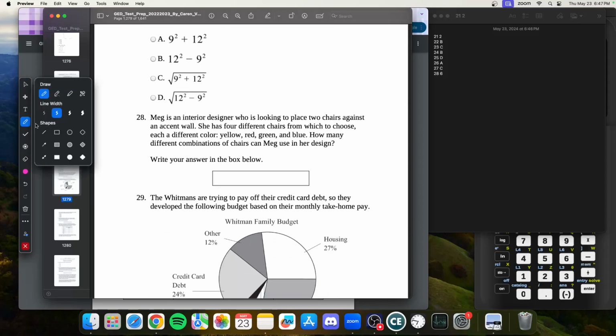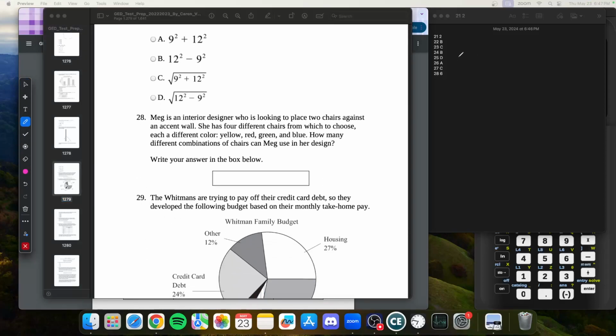So you could pick yellow and red, or you could pick yellow and green, or you could pick yellow and blue. Well, then you could also pick red and green. You could also pick red and blue. You could also pick blue and green, right? So these would be the 6 different combinations. And definitely you don't want to count red, yellow. Red, yellow is the same as yellow, red.